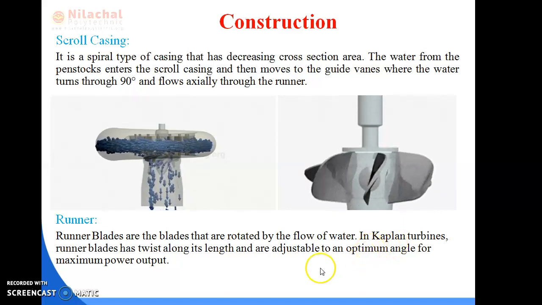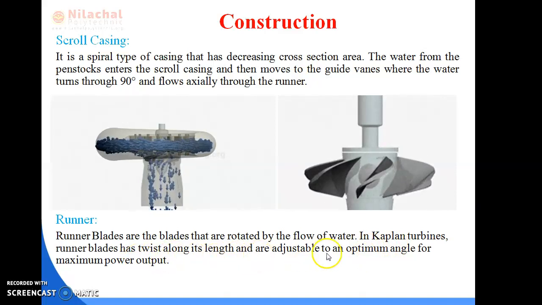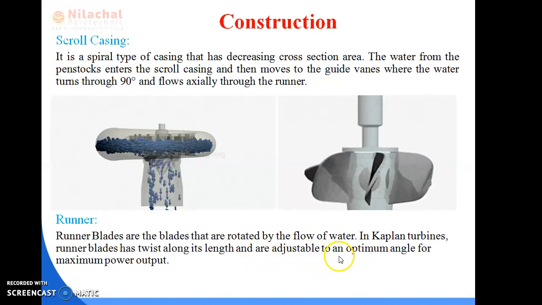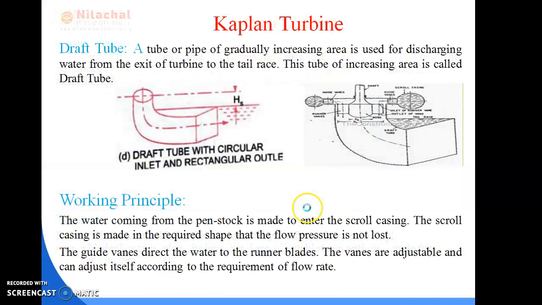In Kaplan turbines, the runner blades have a twist along their length and are adjustable to an optimum angle for maximum power output. Next point is the draft tube.